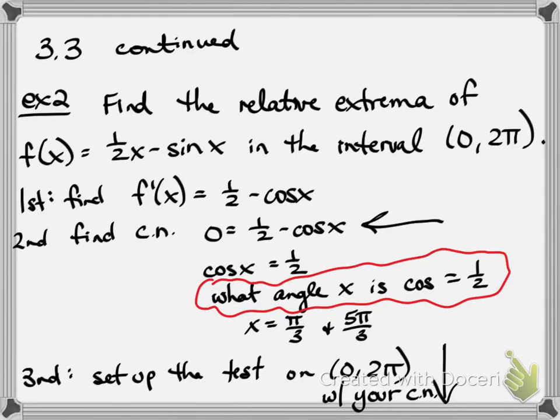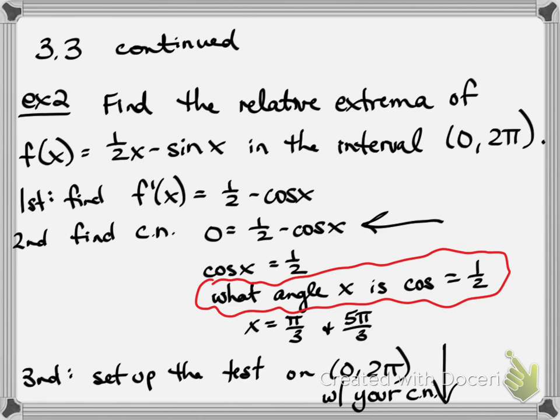This is 3.3 continued. I am in the middle of example 2. We're going to find the relative extrema of f of x equals 1/2 x minus sine x in the interval from 0 to 2 pi. I paused this and I lost my progress, so I've already done the work here. Our first step that we wrote down in class was to find the derivative. So we have taken the function and found its derivative.